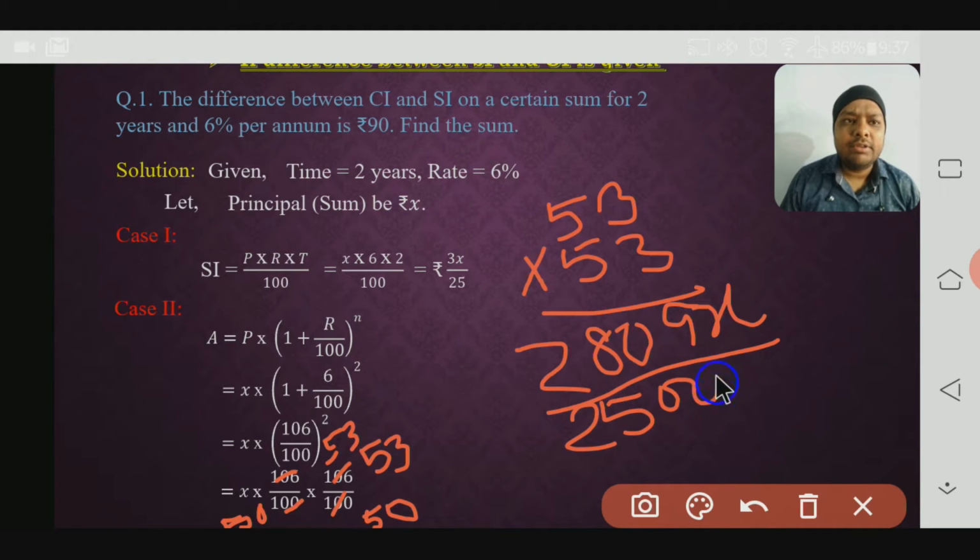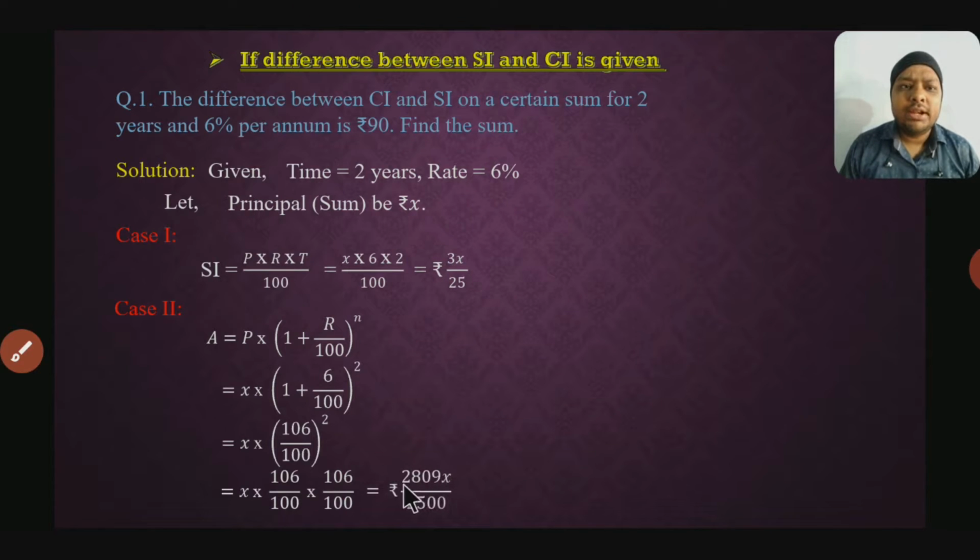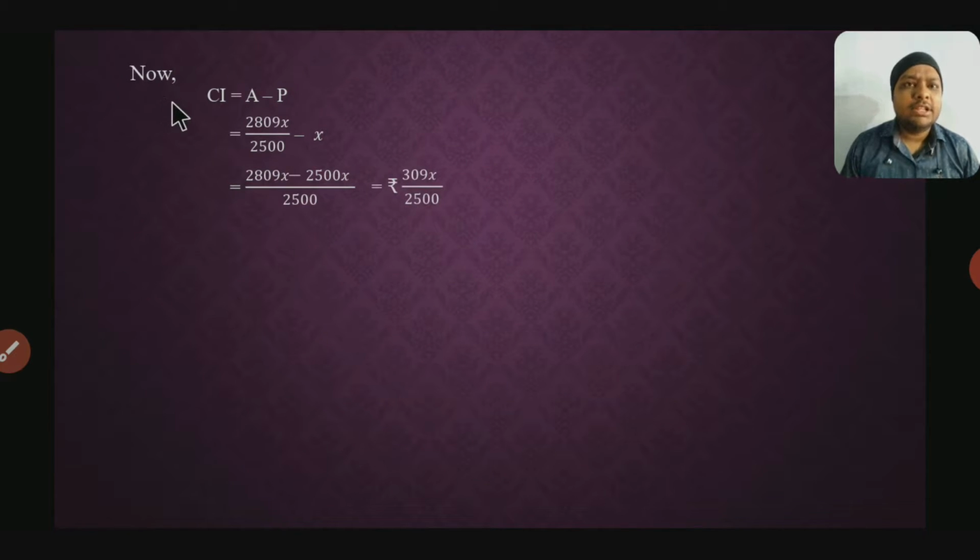But that will be the amount only, not the CI. So we have to find CI also. So now we can write 2809x by 2500. Now let's find CI. CI is equal to A minus P. A is 2809x by 2500 and P is x. So again we will solve, then it will be 2809x minus 2500x by 2500. After subtracting, what will we get? 309x by 2500. That will be the CI.